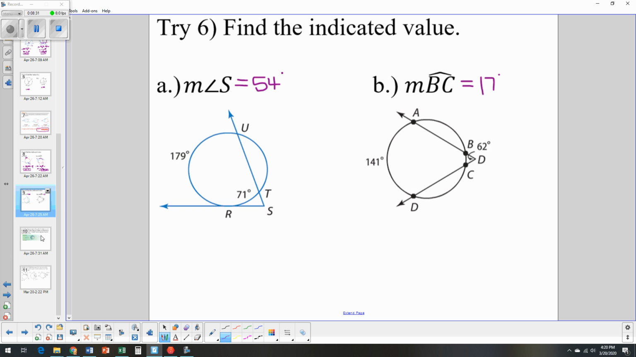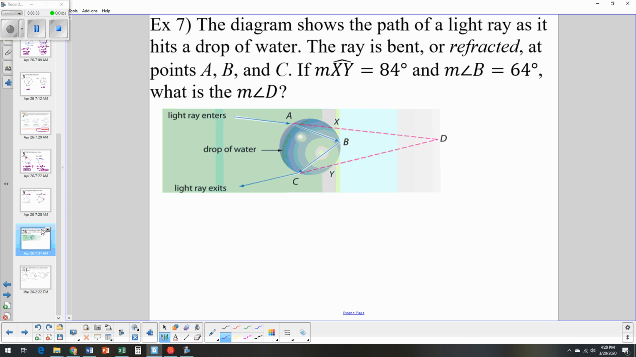All right, almost done. Number 10 is a little trickier. There's a few parts we have to do. So they're telling us the diagram shows the path of a light ray as it hits a drop of water. The ray is bent or refracted at points A, B, and C. They're telling us the measure of arc XY, so that's this arc in here, is 84 degrees. And the measure of angle B, the angle in here, is 64 degrees.